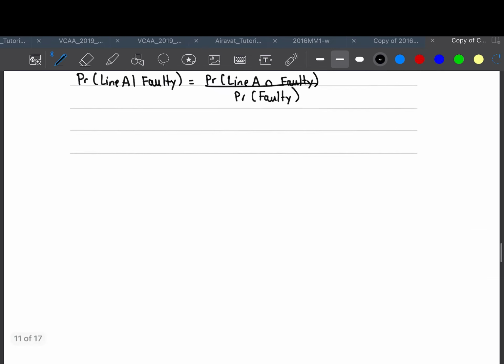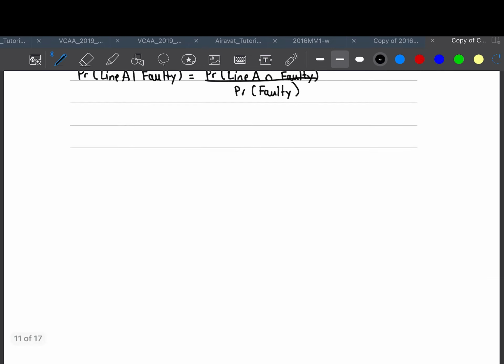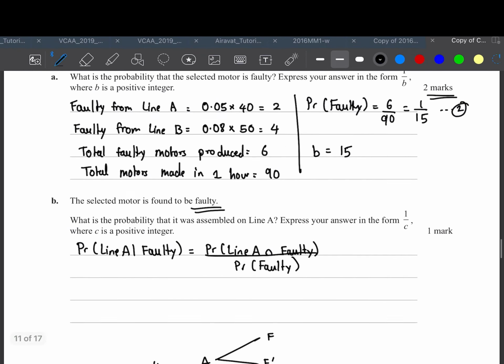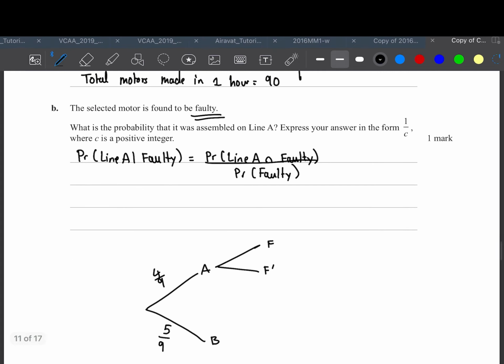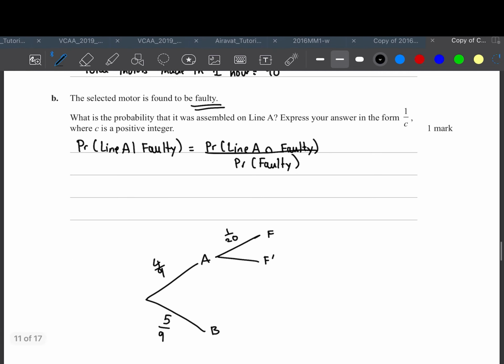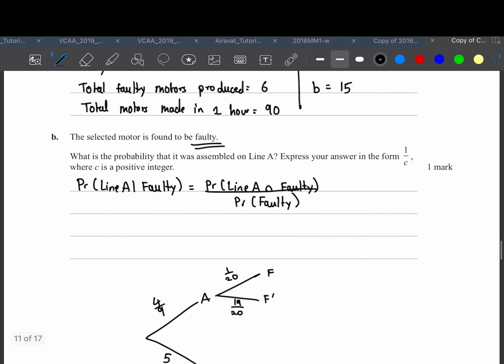For this question, I'm just going to quickly draw a tree diagram over here. So line A, line B, so A and B. What is the probability that it comes from line A? It's just going to be 40 over 90, which is going to be 4 on 9. So this will be 5 on 9, of course. So faulty and not faulty. Now what is the probability that it is faulty and coming from line A? So it is going to be 2 over 40, which is just going to reduce to 1 on 20. And not faulty is going to be thereby 19 on 20.